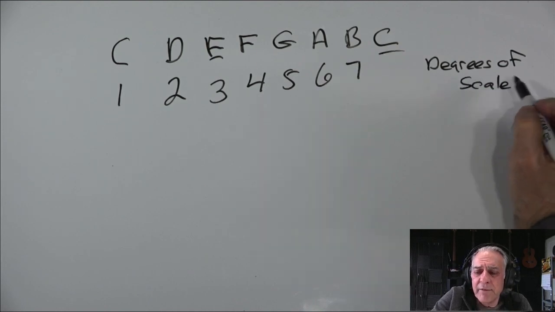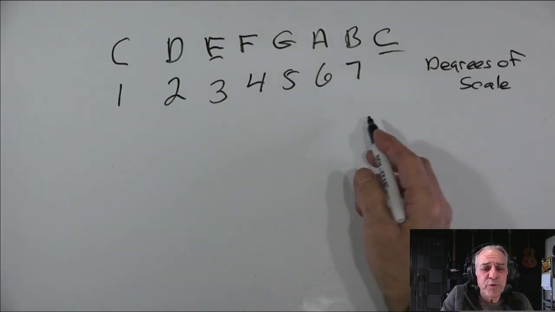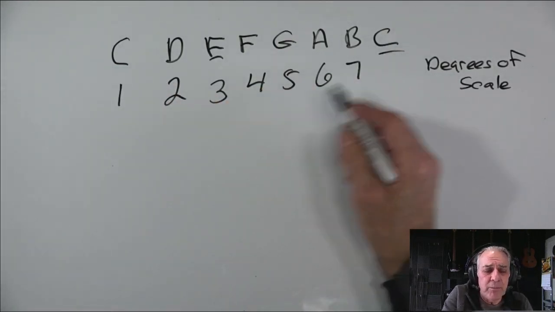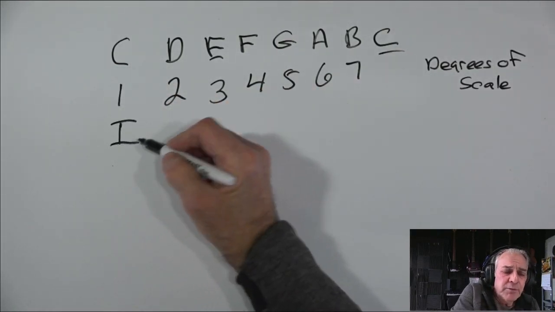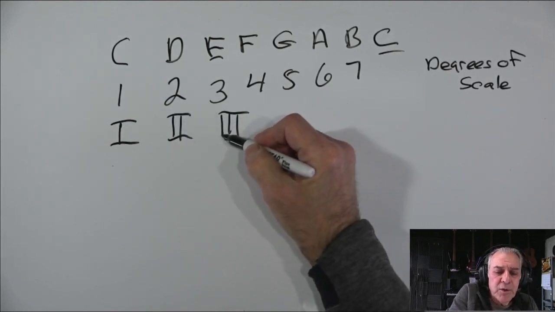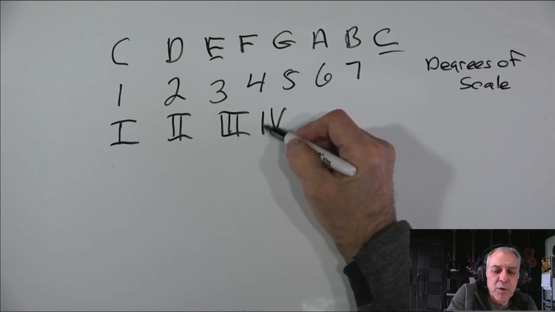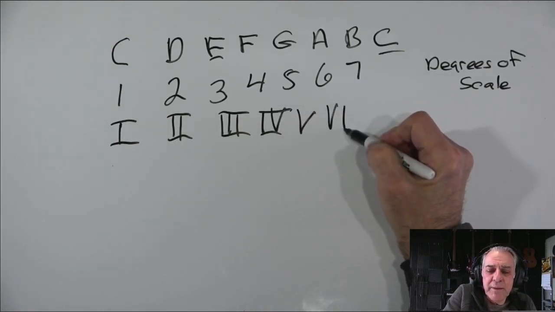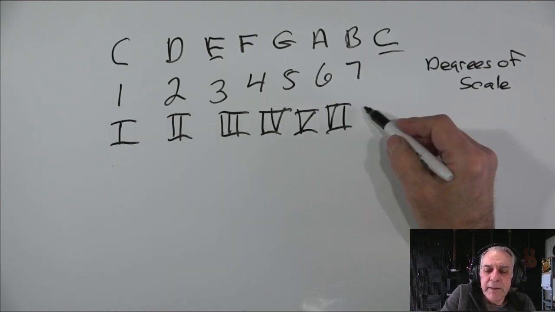Then the next thing you have is Roman numerals, which represent the chords that are built on the degrees of the scale. So you have 1 chord, 2 chord, 3 chord, 4 chord, 5 chord, 6 chord, and 7th chord.